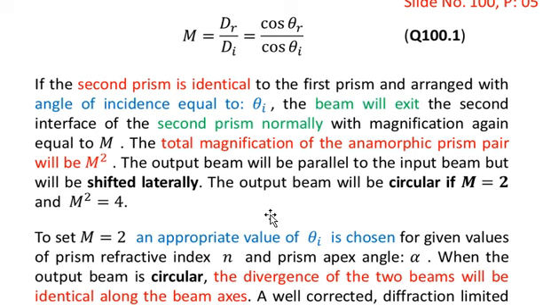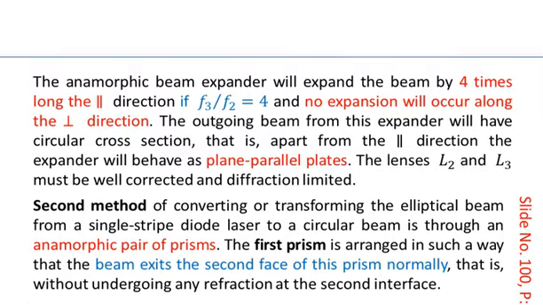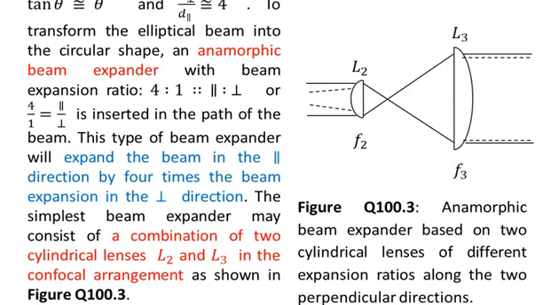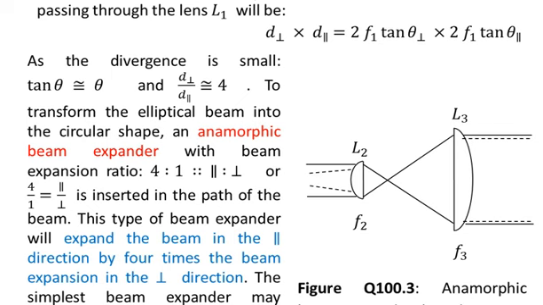So you see that this is the condition that we are putting over here, that if you want the output beam to be circular, we have to have M equal to 2 and M square equal to 4, because the divergences are related in such a way. For example, you can see the ratio over here. The ratio of the radii of the two beams, d perpendicular to d parallel, is equal to 4. So here we require that the magnification of our anamorphic prism system should be M square equal to 4.